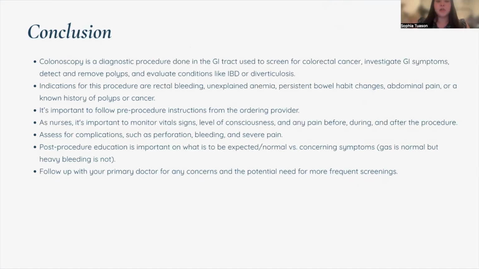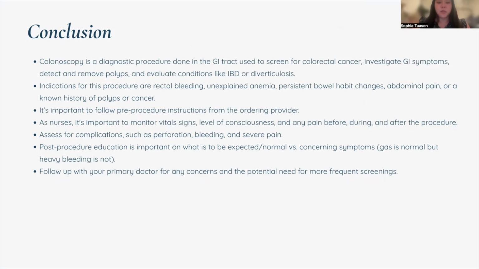In conclusion, a colonoscopy is a diagnostic procedure done in the GI tract used to screen for colorectal cancer, investigate GI symptoms, detect and remove polyps, and evaluate conditions like inflammatory bowel disease or diverticulosis. Indications for this procedure are rectal bleeding, unexplained anemia, persistent bowel habit changes, abdominal pain, or a known history of cancer or polyps. It's important to follow pre-procedural instructions from the ordering provider.